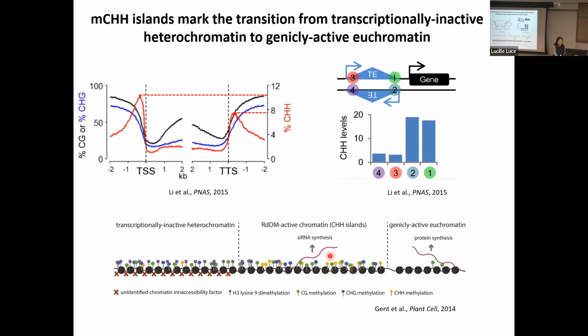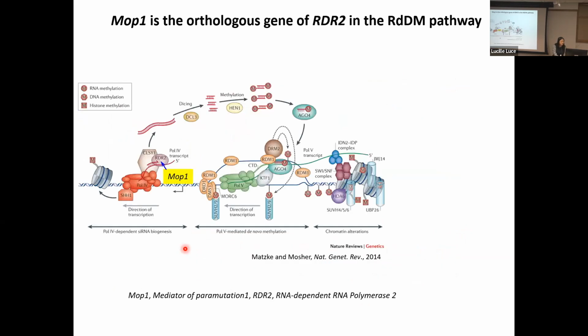One argument is that this island is trying to prevent the heterochromatin effects. The other argument is that this island is trying to protect gene expression from flanking transposons. So we are pretty interested in understanding how this CHH methylation is initiated and how it's maintained to next generations. That's why we have been using a mutant called MOP1 in maize.